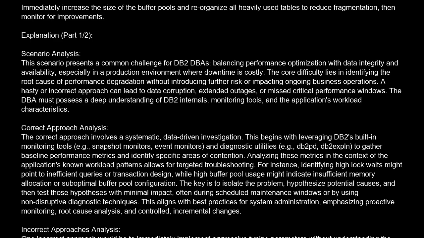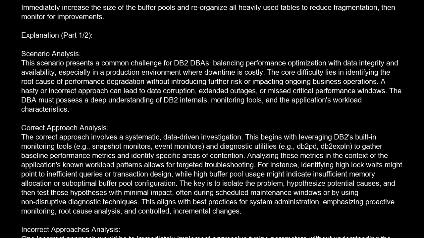Correct approach analysis. The correct approach involves a systematic, data-driven investigation. This begins with leveraging DB2 built-in monitoring tools, e.g., snapshot monitors, event monitors, and diagnostic utilities, e.g., DB2 PD, DB2 Expl, to gather baseline performance metrics and identify specific areas of contention.